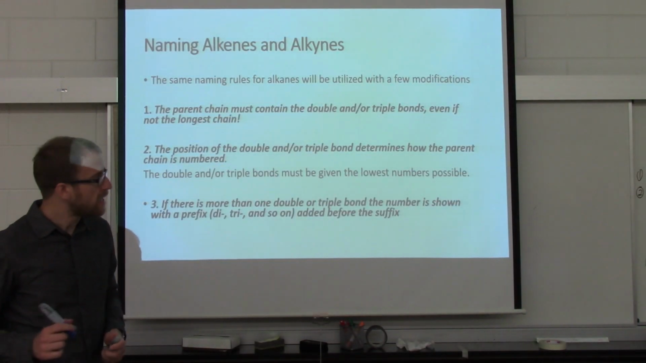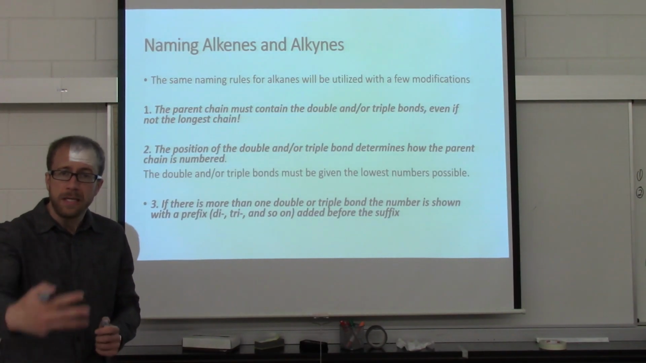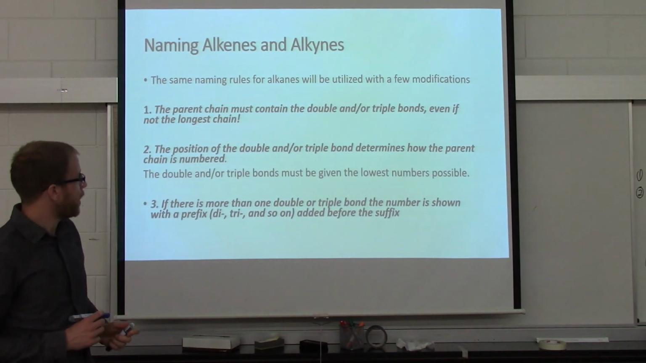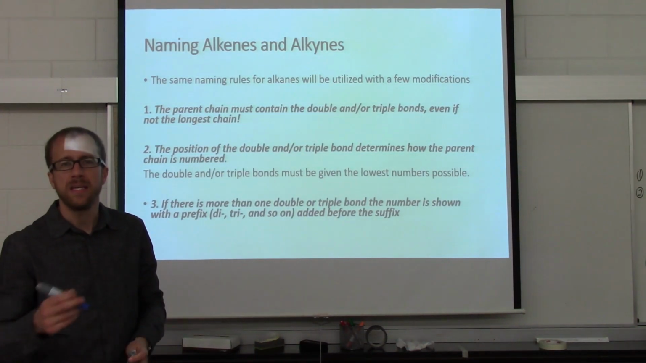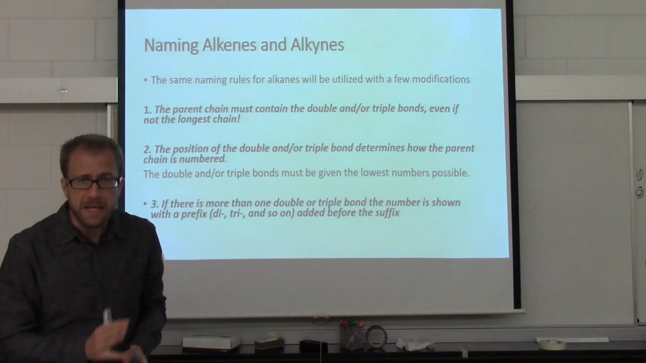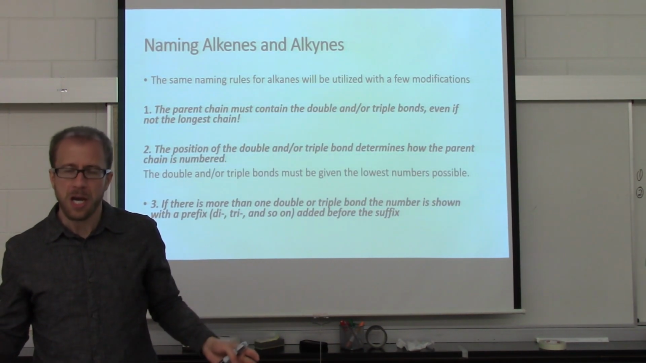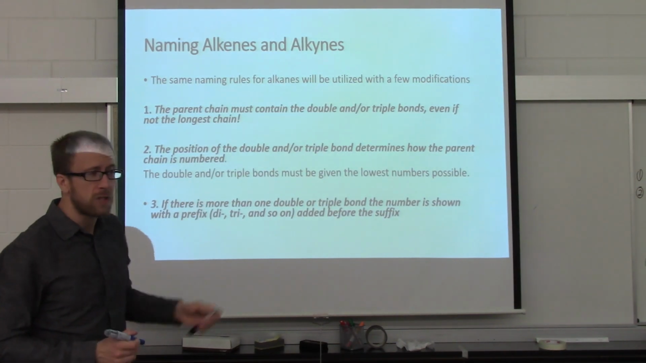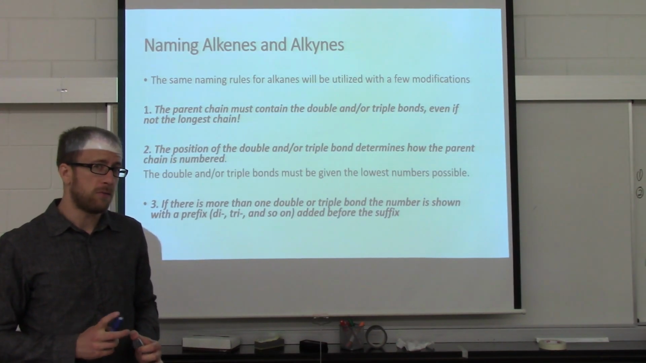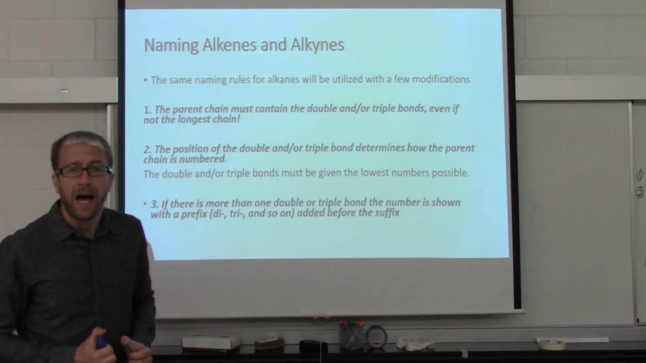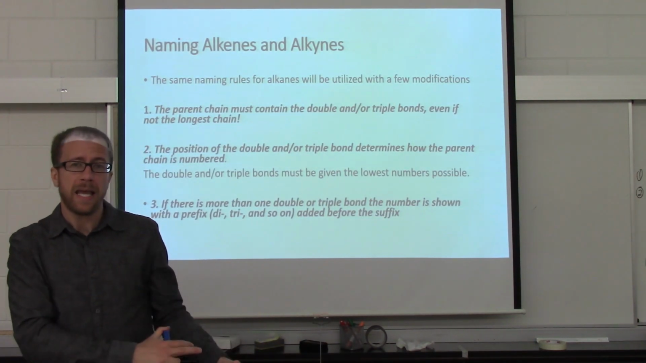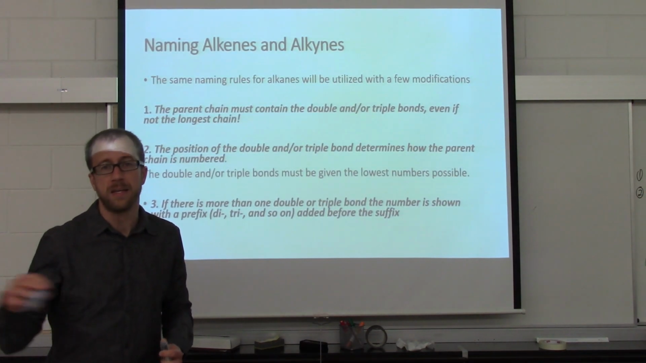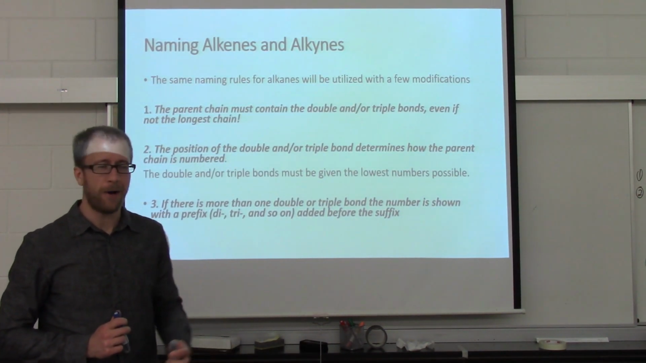So when it comes to naming alkenes or alkynes, there are some additional rules now that we have to add. So first one, your parent chain must contain the double or triple bond even if it is not your longest chain. I'll show you a couple examples where that's the case. So there is an exception to that rule we learned earlier, right? If it's not your longest chain, that's okay. It has to contain that double or triple bond. Of course, you want to have the longest chain that does include your double and triple bond, however.